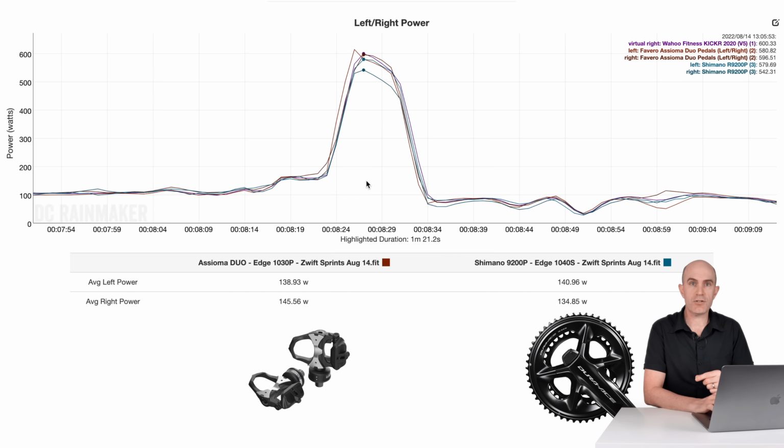Pulling up the left-right data recorded on the Duos and the Shimano 9200P, and consistent with what we were seeing in previous sprints, the right-hand side was under-reading indoors up against the other meter and also the total power there from the Wahoo Kicker 5.